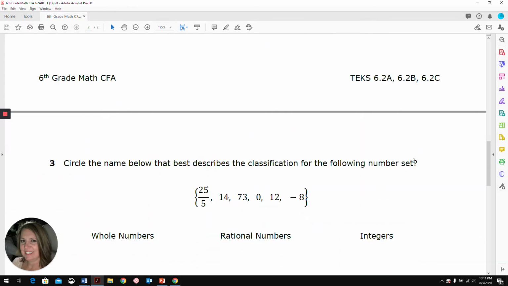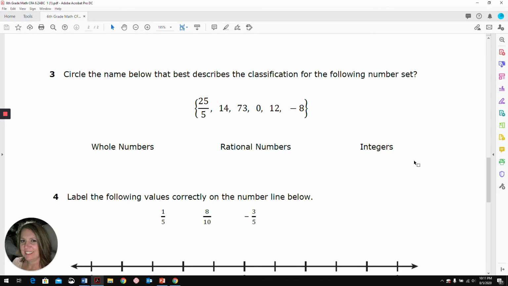Another good example is question 3. Which name below best describes the classification for the following number set? If a student says whole numbers, then we know we need to talk to them about that -8. If they say rational numbers, then while that is true, they are all rational numbers, that's not the very best description. And maybe they're confused by the 25/5. Or maybe they don't understand that we need the most specific name possible. So that would be why the answer would be integers.